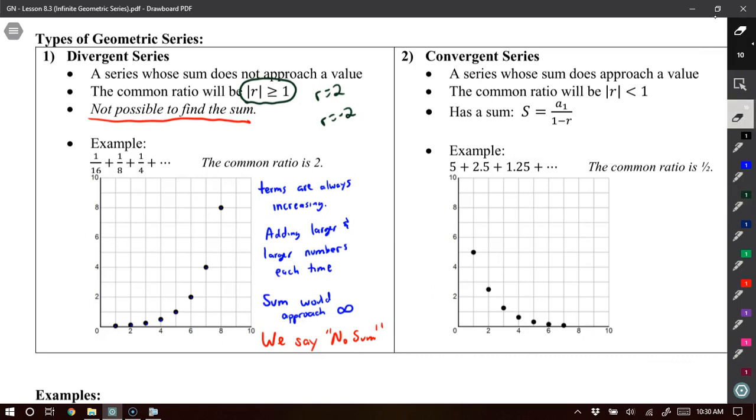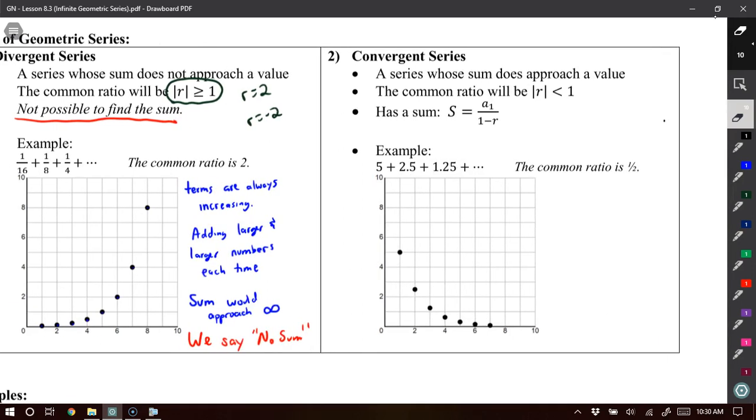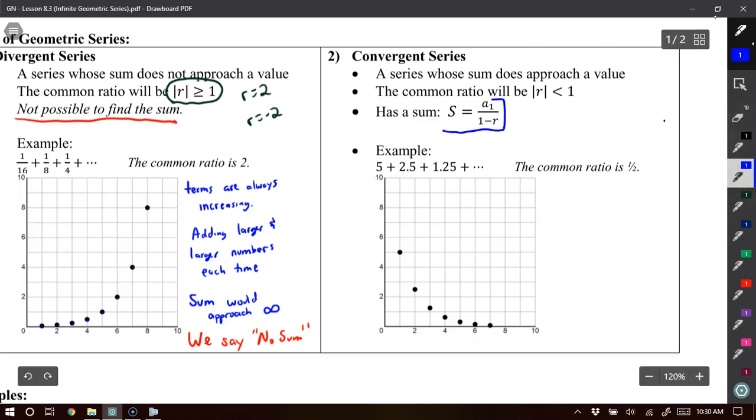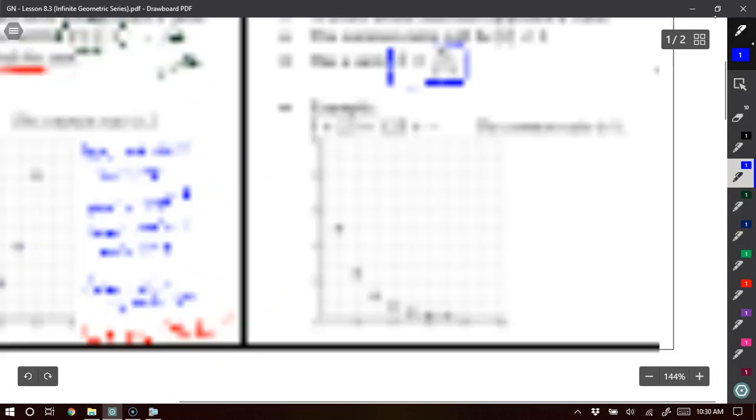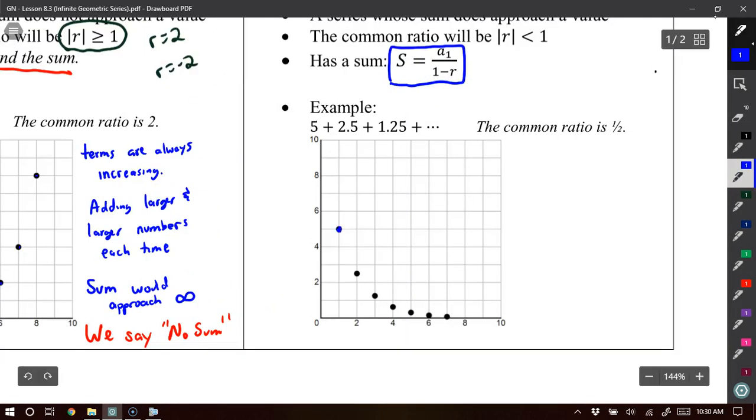A convergent series is going to converge at a specific value. And so it is possible to find the sum of those. In that case, the absolute value of your ratio is going to be less than 1 for it. And the formula is this right here, A1 divided by the quantity 1 minus R. And so I have this example. In this case, I'm starting with a first term at 5. So I can plot the first term at 5, boom. I'm multiplying by 1/2, so 2.5. And I just keep going, 1.25, boom.